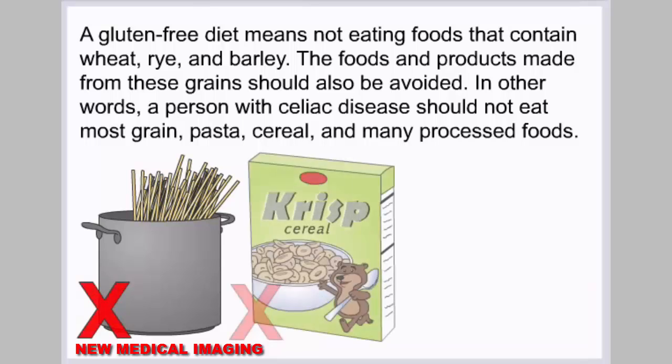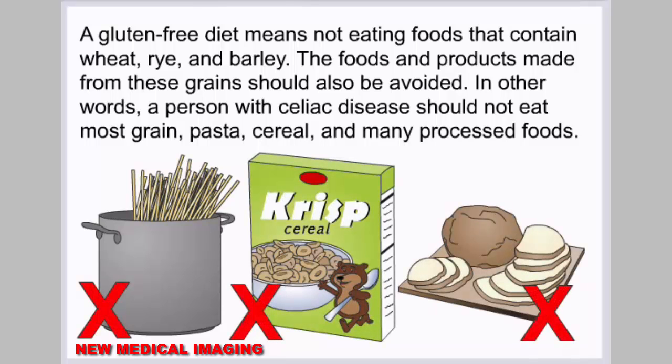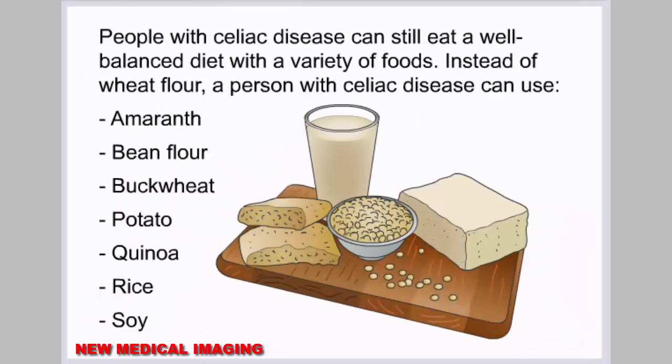A gluten-free diet means not eating foods that contain wheat, rye, and barley. The foods and products made from these grains should also be avoided. In other words, a person with celiac disease should not eat most grain, pasta, cereal, and many processed foods. People with celiac disease can still eat a well-balanced diet with a variety of food.